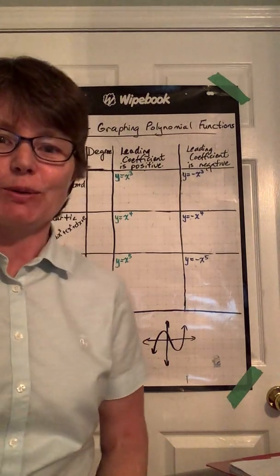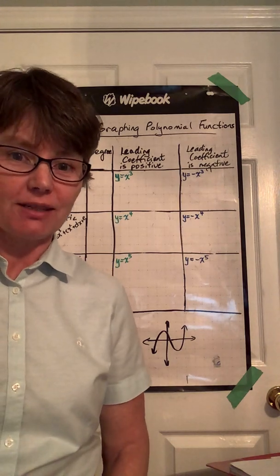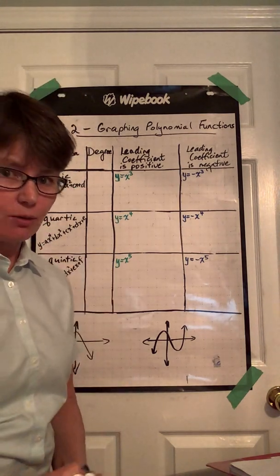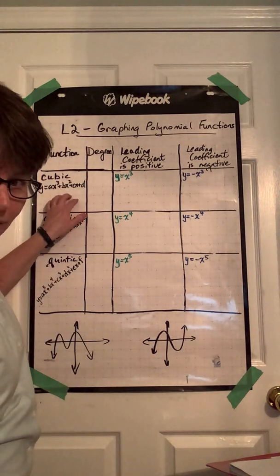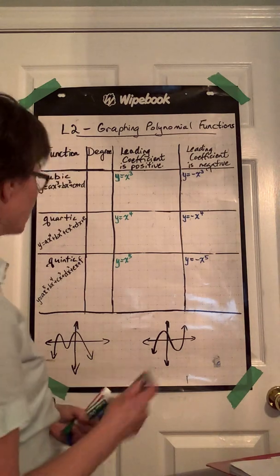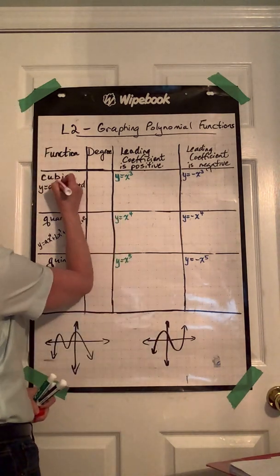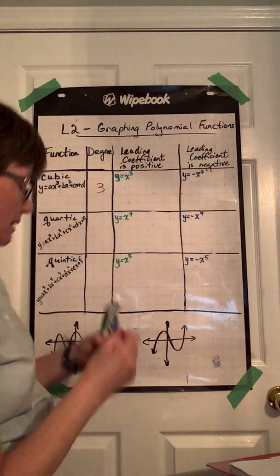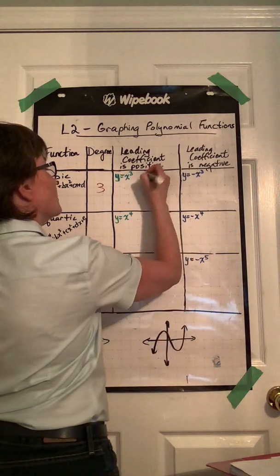Hello class, I'm going to talk about cubics and quartics and quintic functions now, and talking about their end behavior and the leading coefficient. Okay, so a cubic function, I know this is a repeat of the last bit of the last video, but that's okay. We've got a cubic function, the highest exponent is 3, so it's a degree 3 function. The most simple one is this guy.